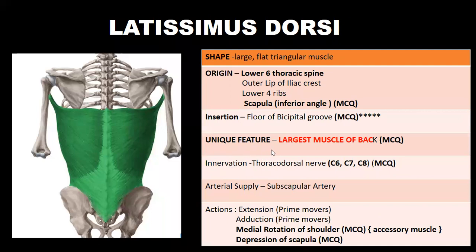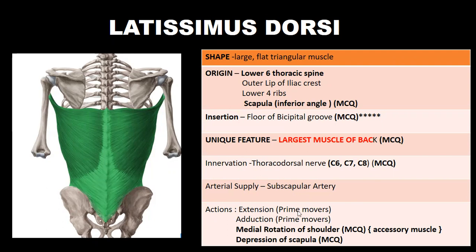The unique feature about latissimus dorsi is that it is the largest muscle of the back, as we have already discussed, and it might come in the MCQ: largest muscle of the back, and not the upper back. Its innervation is the thoracodorsal nerve, that is C6, C7, C8, which might come in the exam as it is very important. Its arterial supply is the subscapular artery.